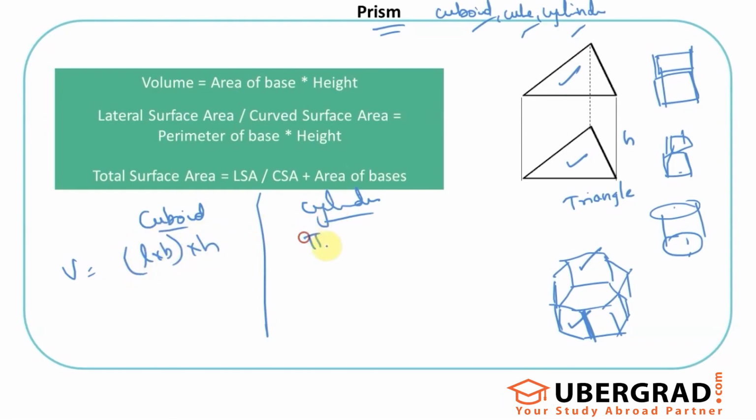Cylinder, what is the area of the base? It's a circle, pi r square, into H, the height. So pi r square H is the volume of the cylinder. So just remember this formula, and you can get through all of these formulas.